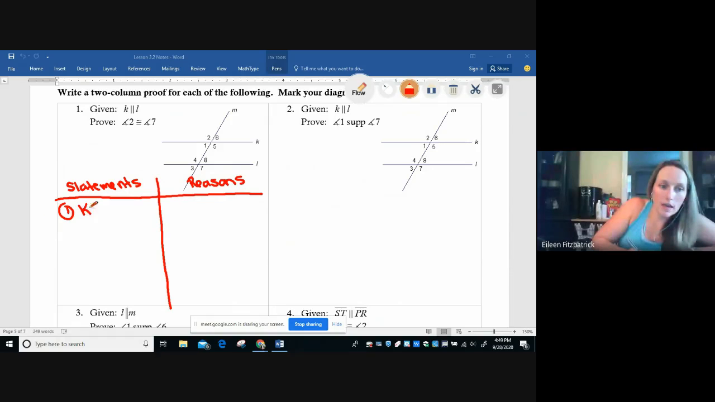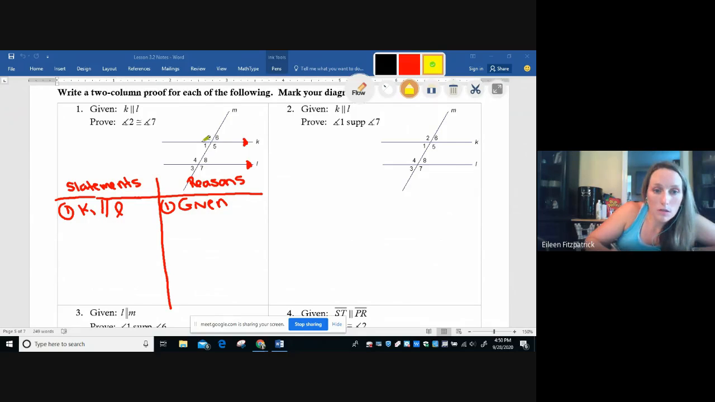You're given that K is parallel to L, sorry, K and L, not M. Let's try that again. K is parallel to L, that's given. We were told to mark the given. To mark parallel lines, we just use our arrows.